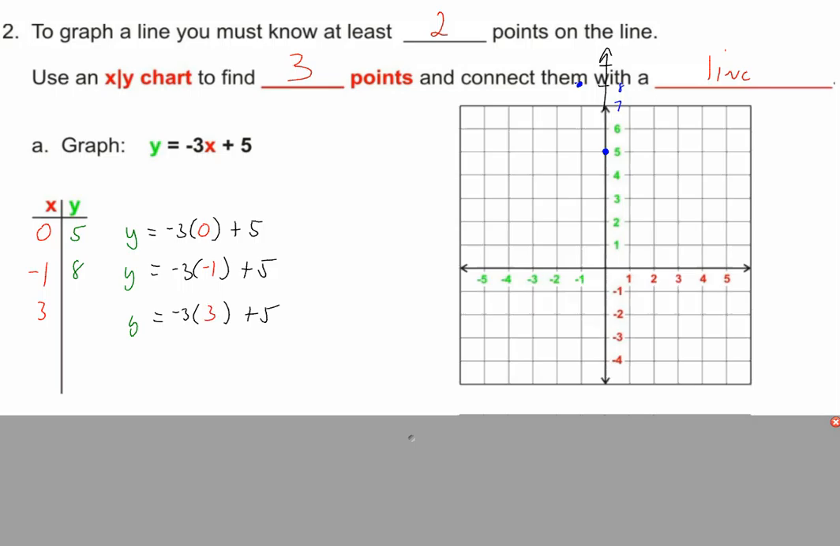Negative 3 times 3 is 9. Negative 9, 1 second. Negative 9 and 4. Okay, never mind. Just go ahead.